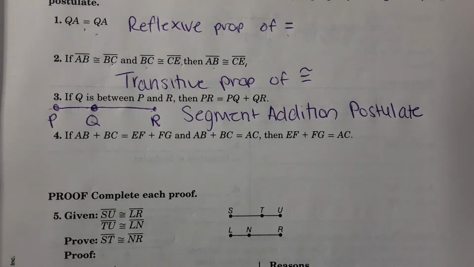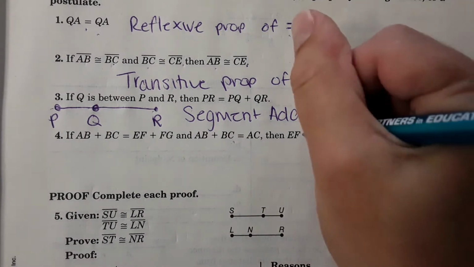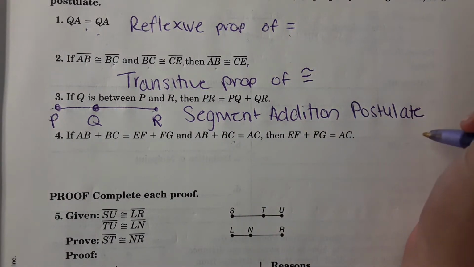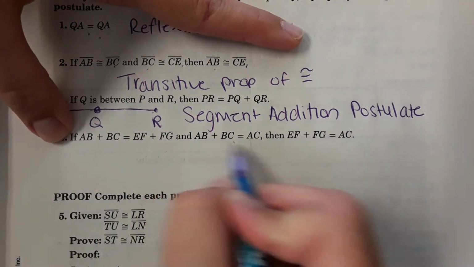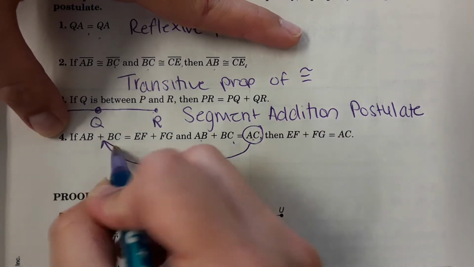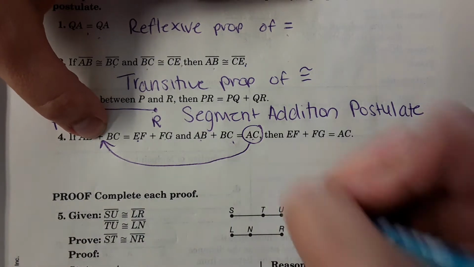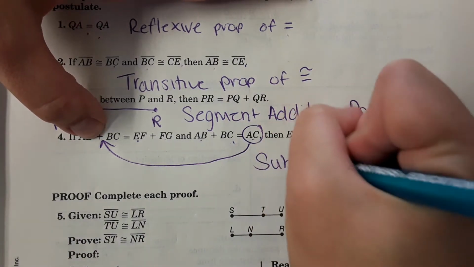Then number 4, if AB plus BC equals EF plus FG and AB plus BC equals AC, did I lose you yet? Then EF plus FG equals AC. What they did here was, since this is equal to AC, they took AC and plugged it in here. So then AC equals EF plus FG, and that is substitution.